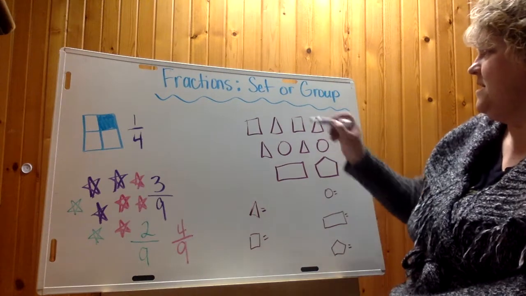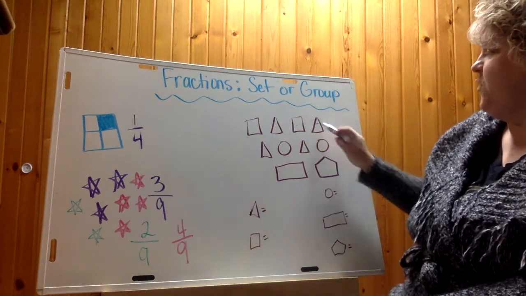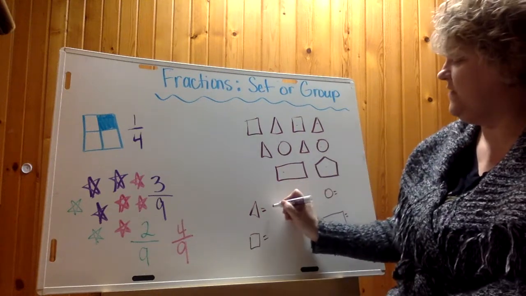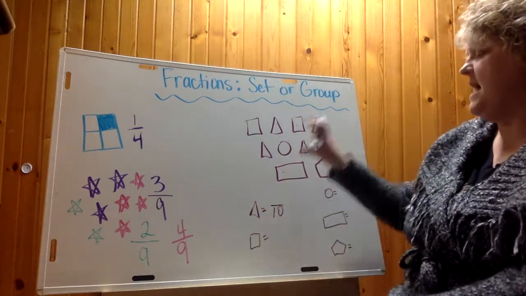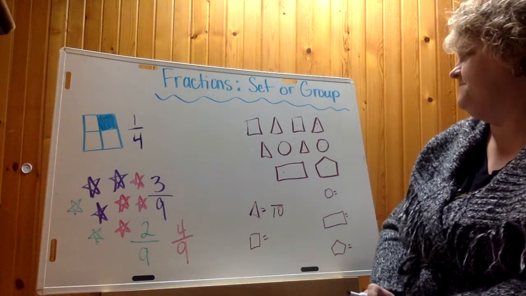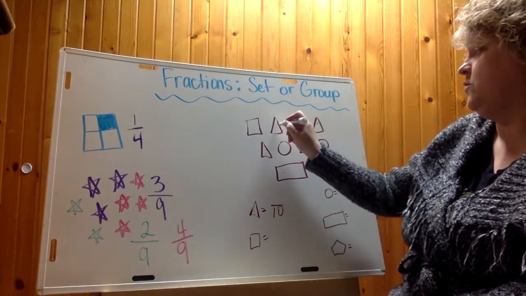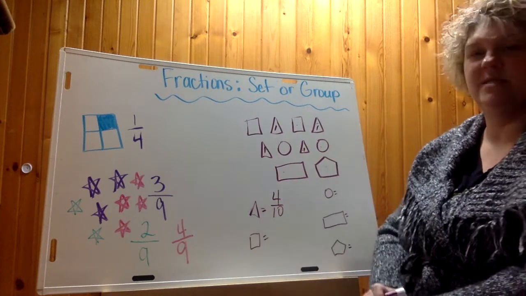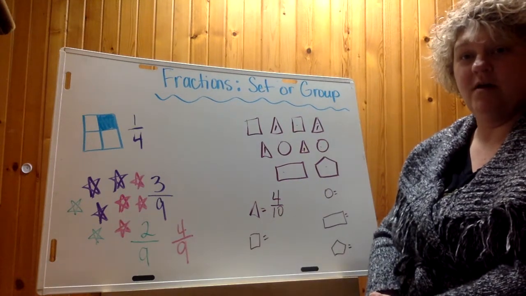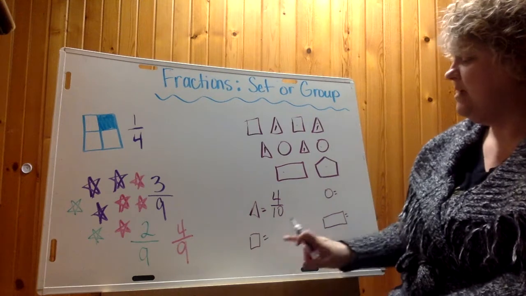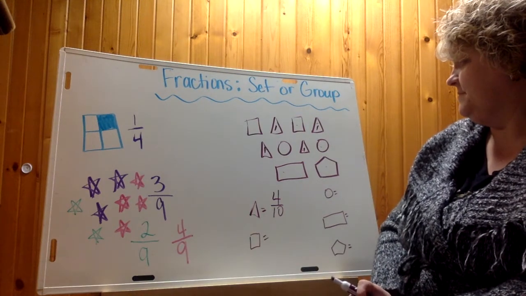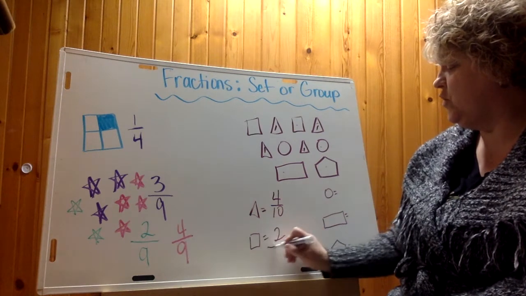All right, let's see. 1, 2, 3, 4, 5, 6, 7, 8, 9, 10. There's 10 total pieces, so I know that that is going to be my denominator. How many triangles did you count up here? I hope you counted 4. 1, 2, 3, and 4. I hope you counted 4/10 of my shapes are triangles. How many squares? What is my fraction of squares? I hope you said 2/10.